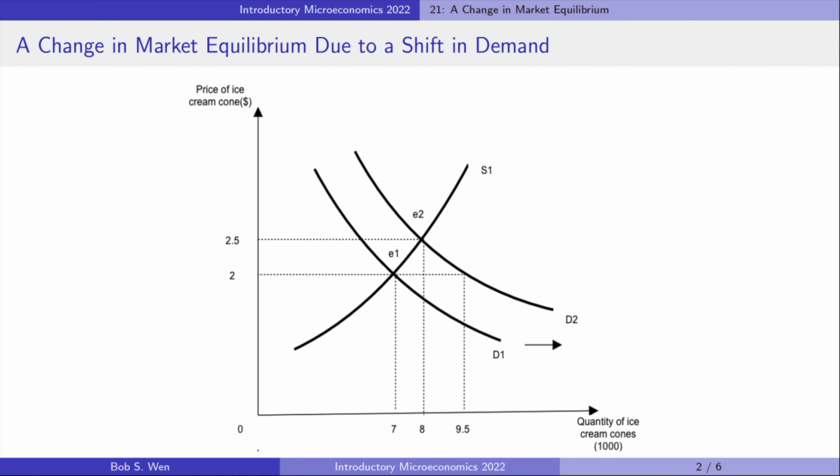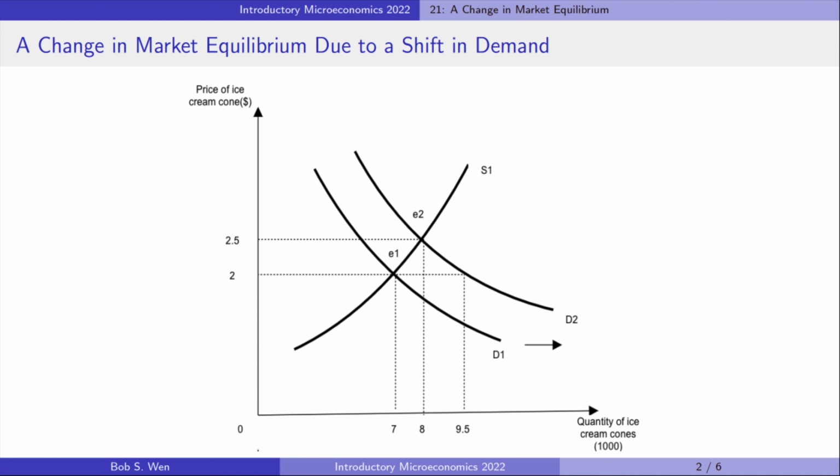Sellers respond to the shortage by raising the price. The increase in the price causes the quantity demanded to fall and the quantity supplied to rise until the market reaches a new equilibrium, E2. At the new market equilibrium, the equilibrium price is $2.5 per ice cream cone, and the equilibrium quantity is 8,000 ice cream cones per week.